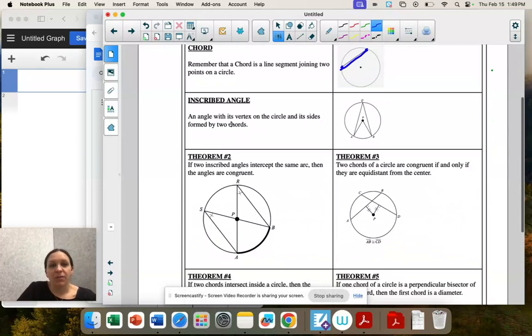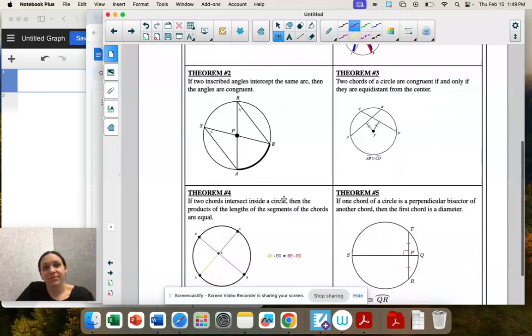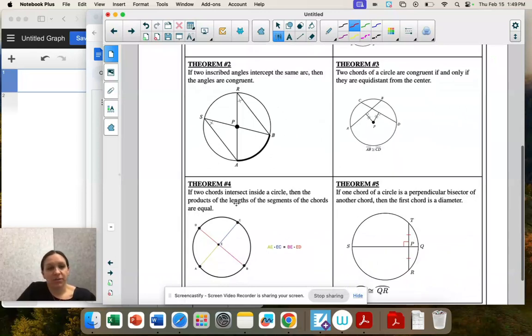An inscribed angle is when you have two chords that make an angle between them. You could also have an angle made from the radius. So because it's inside the circle, we call it inscribed. So here's our theorems for this section.